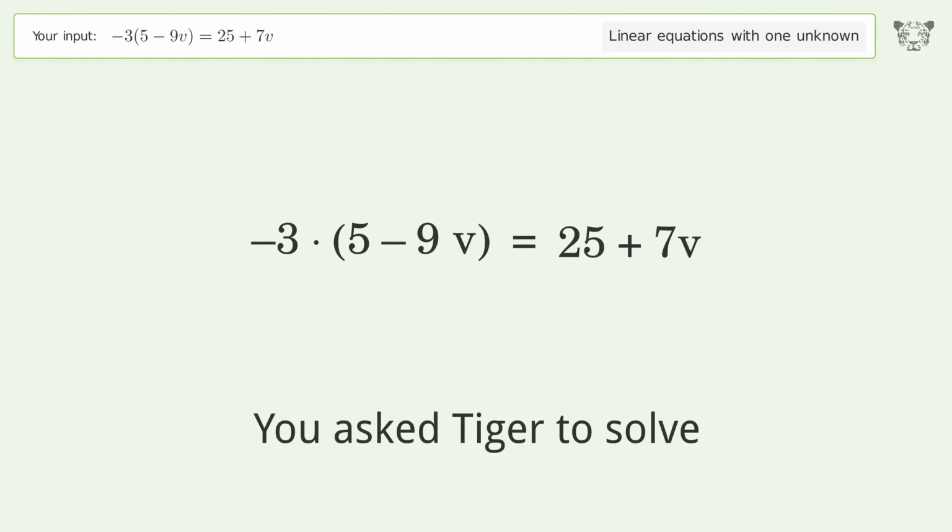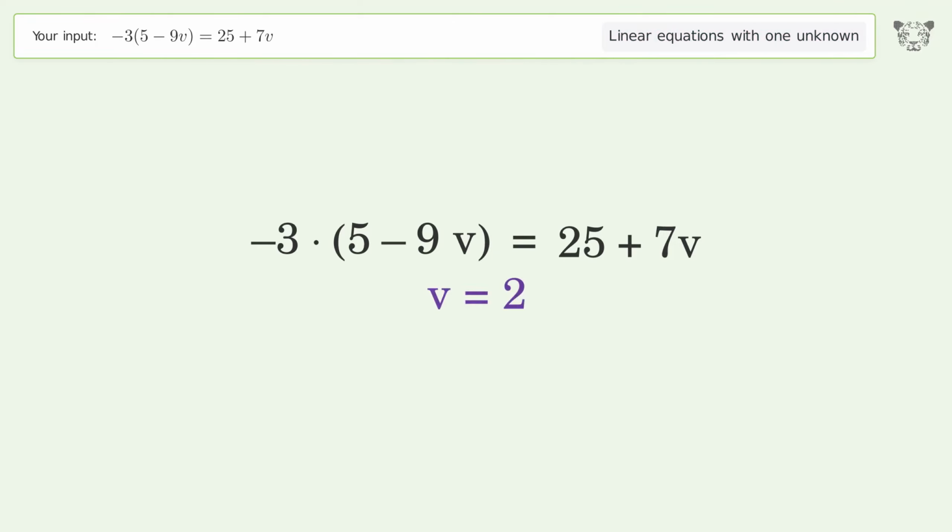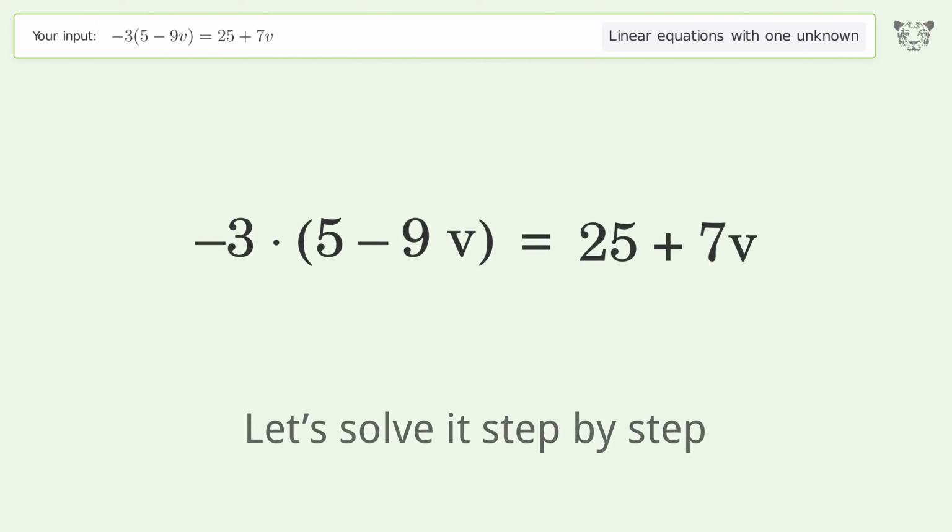You ask Tiger to solve this. This deals with linear equations with one unknown. The final result is v equals 2. Let's solve it step by step.